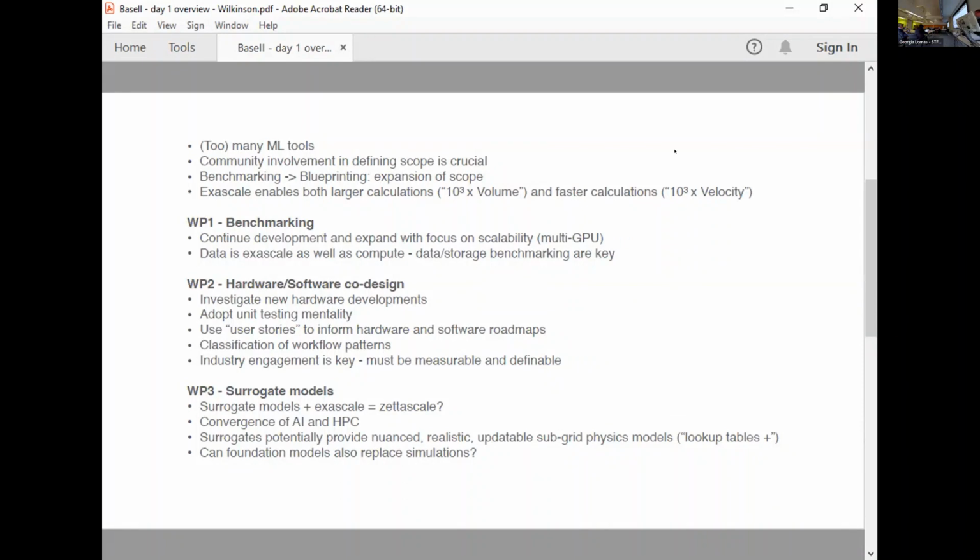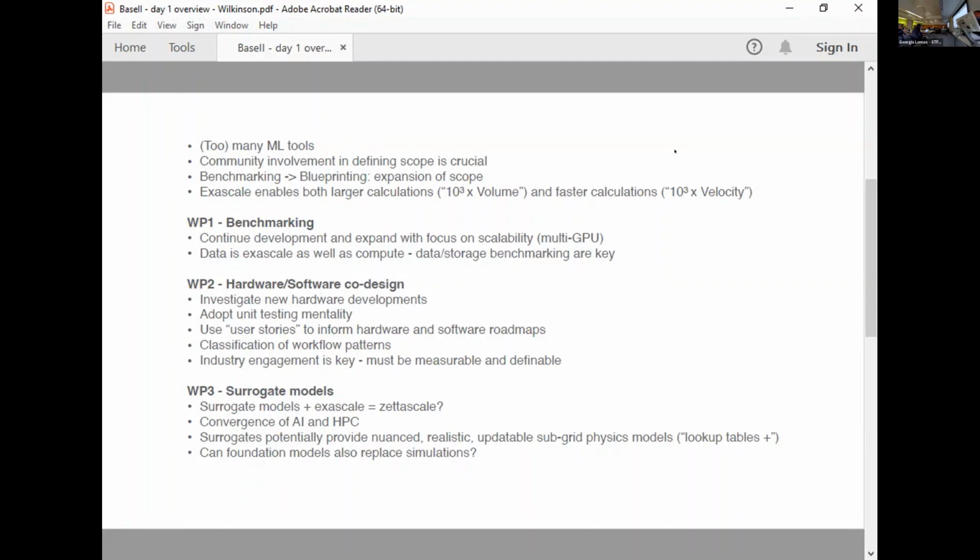So in terms of the individual work packages, and I meant to double check that I've got the names of the work packages right. If I haven't, the numbers are correct. Benchmarking is the first one still, and the focus there is continuing the work that was done within Bayes 1, but now focusing on scalability, moving up to more multi-GPU benchmarks. The other thing emphasized by a number of people was that data is exascale as well as compute. That means we need benchmarks for the kind of data and storage as well as for the compute side of things.